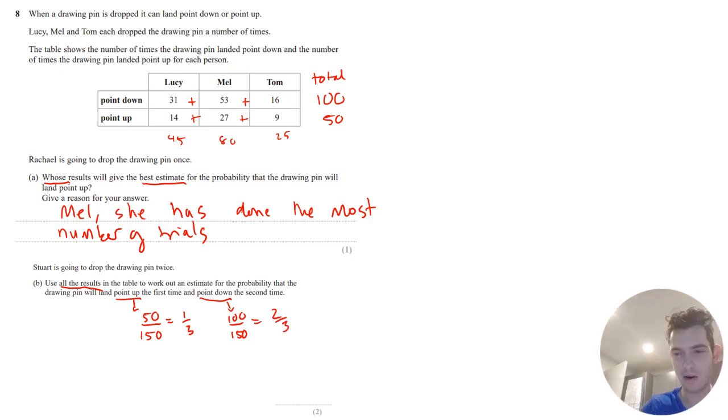So how do I work out the probability it lands point up and then point down? Well, remember, to find 2 probabilities in a row, you multiply the probabilities. So you're going to do 1/3 times 2/3 to get 2/9. And that is your answer. Let's keep going.